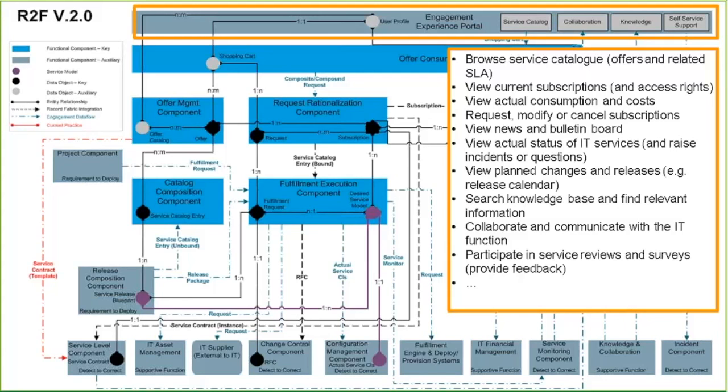And to realize this, the portal interacts basically with the different functional components across different value streams. The idea is to have a single portal which optimizes the communication of the business and IT. So this portal is not just for requesting services, but also, for example, to view the actual status of a service, or report incidents, search the knowledge base, view planned releases, and perform customer surveys, and so on.